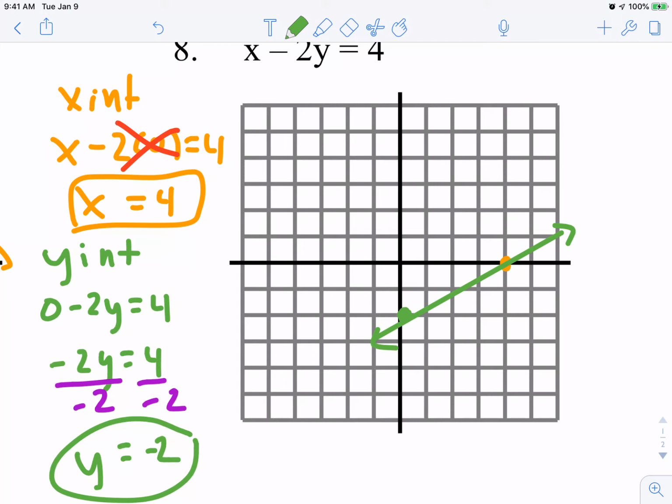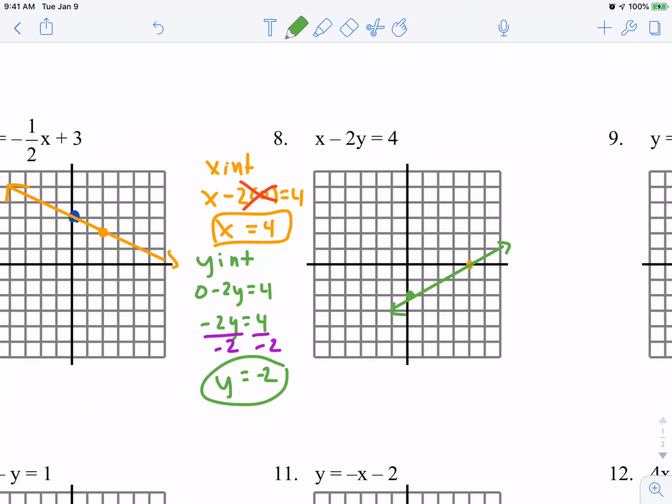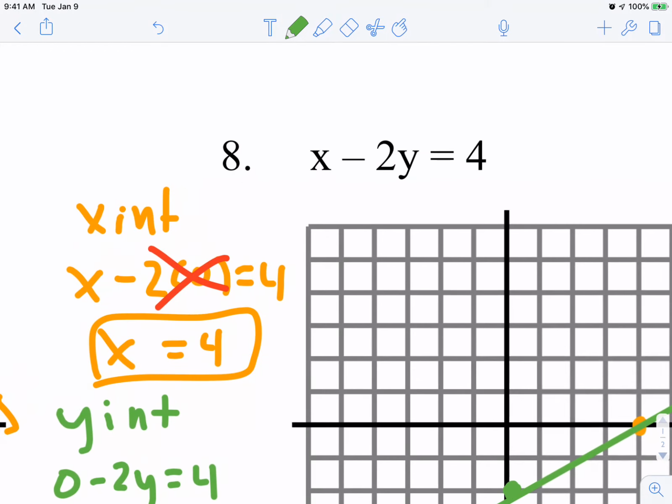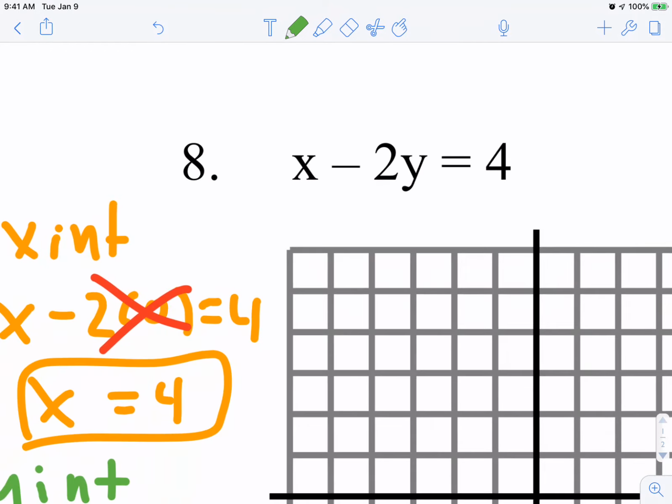So your choice on what you want to do. If you wanted to do slope intercept, you'll minus x to both sides, and then divide by -2 to every single term, and you'll get what you want.